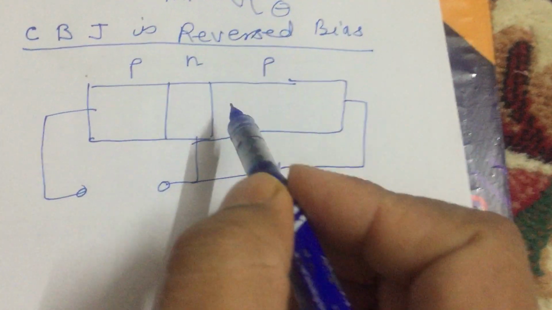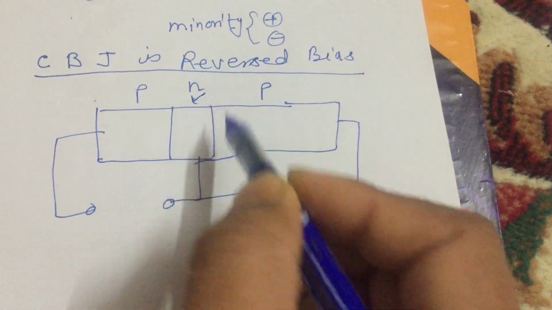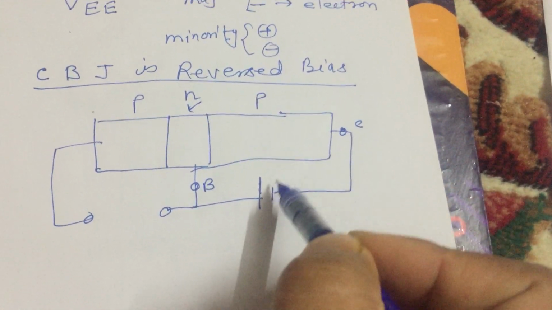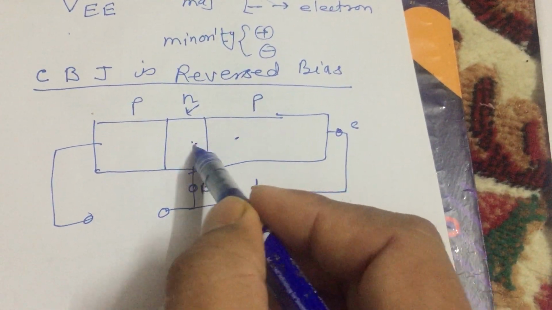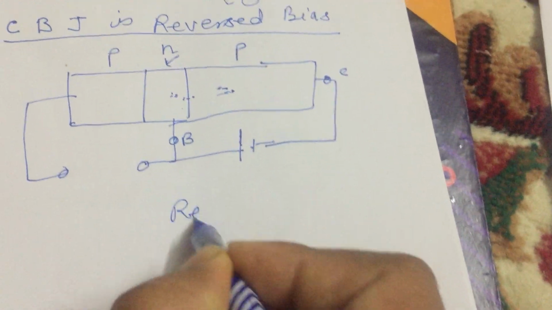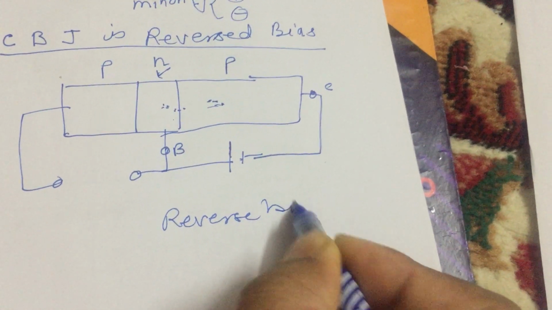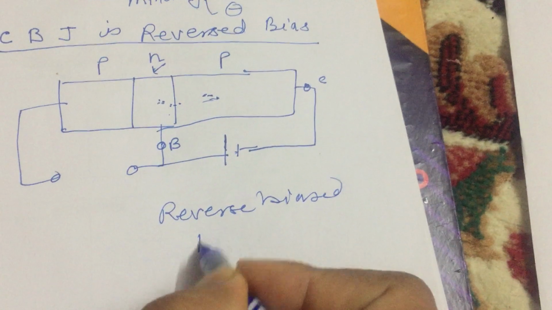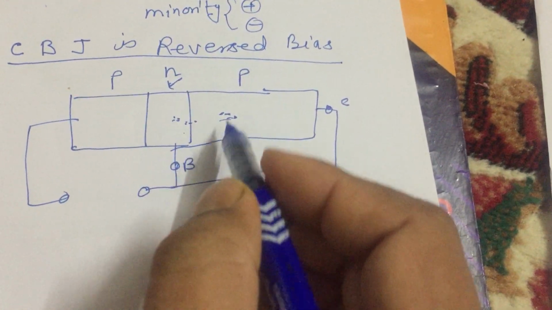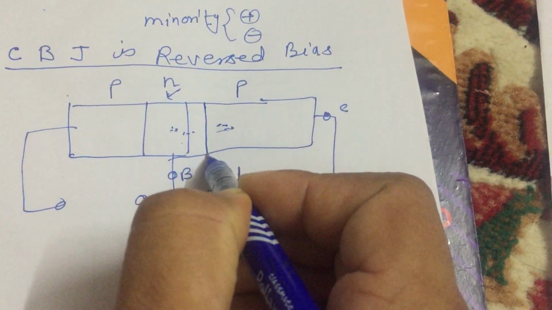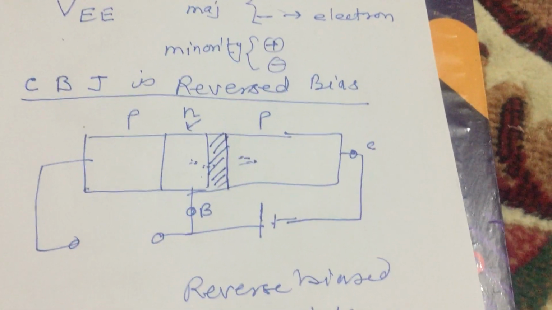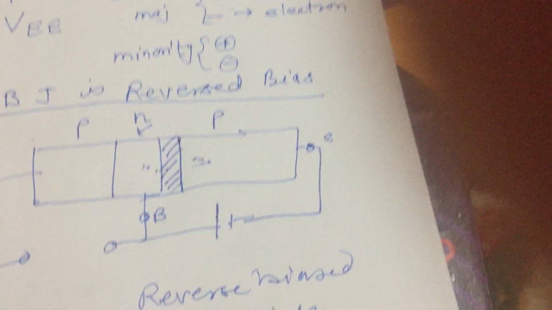Now this is base, this is collector. The base and collector are similar to a PN diode, and this is similar to a reverse bias PN diode. What will happen if the diode is reverse bias? A depletion layer will be formed, and the width of the depletion layer is very wide because it is reverse bias. It is more than 6 volts.